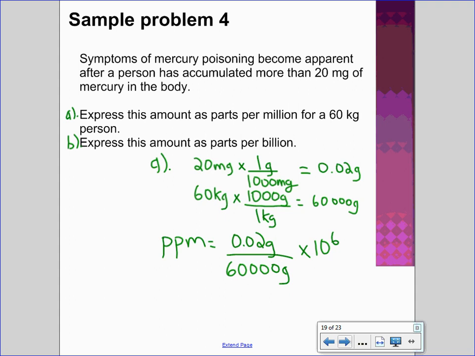And what we should get when we take into account significant digits is 0.3 parts per million.